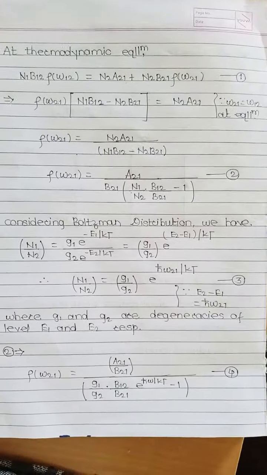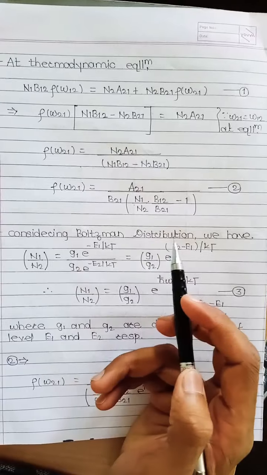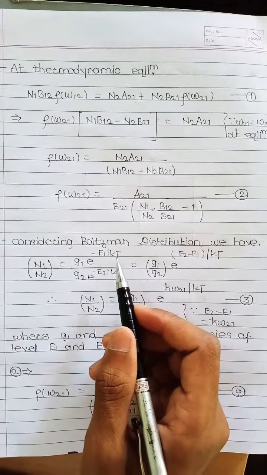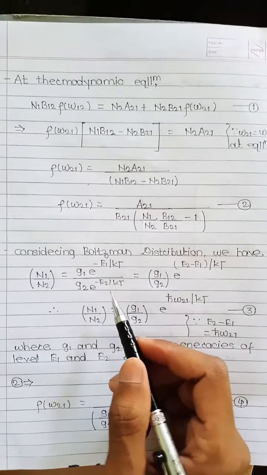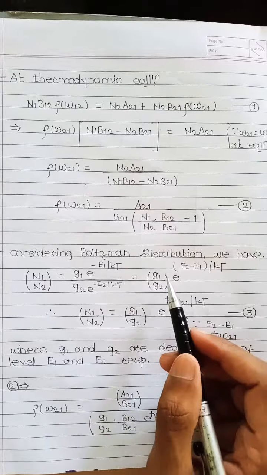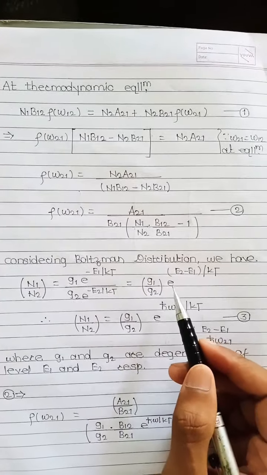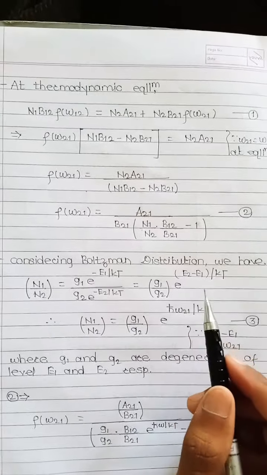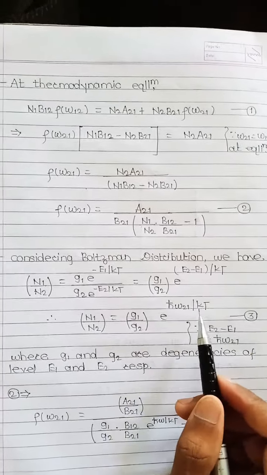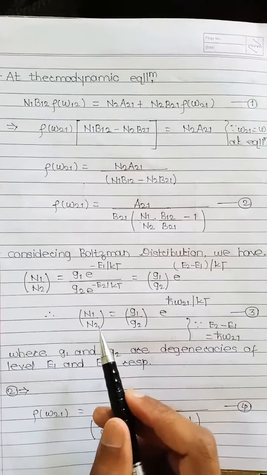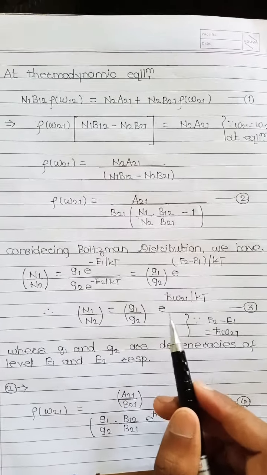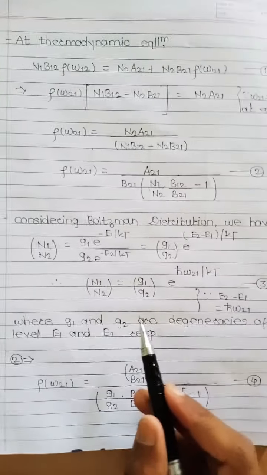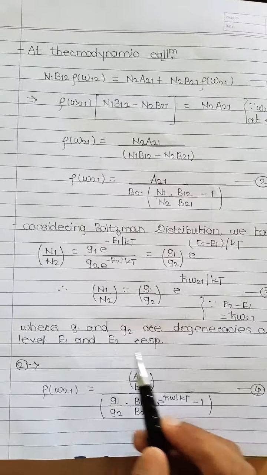Now considering the Boltzmann distribution, we have N1 upon N2 is equal to g1 e raised to minus E1 by kT divided by g2 e raised to minus E2 by kT. We can write it as e raised to (E2 minus E1) divided by kT, but E2 minus E1 is h cross omega 21, so we can write it as N1 upon N2 is equal to g1 upon g2 into e raised to h cross omega 21 by kT, where g1 and g2 are degeneracies of levels E1 and E2 respectively.